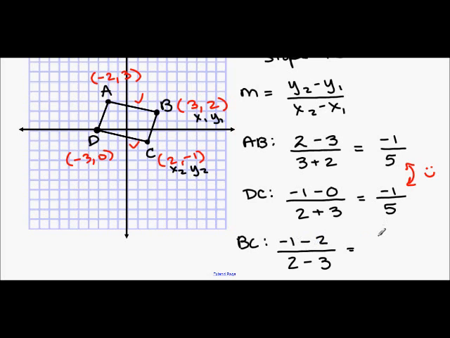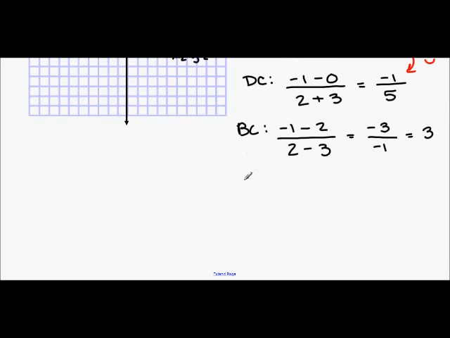Negative 1 minus 2 is negative 3 over 2 minus 3, which is negative 1. In simplifying this, negative 3 over negative 1 is just 3. Okay, so if AD or DA has a slope of 3, then we'll have a parallelogram. Let's see if that is going to work out for us.